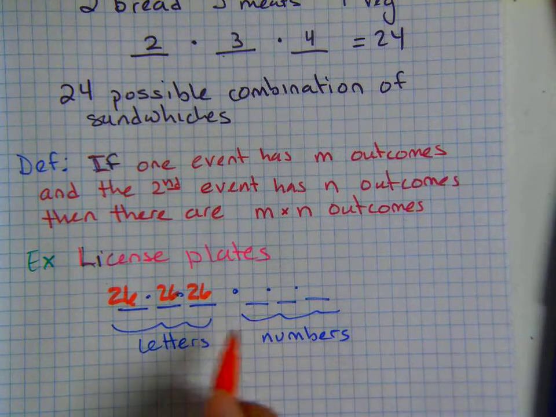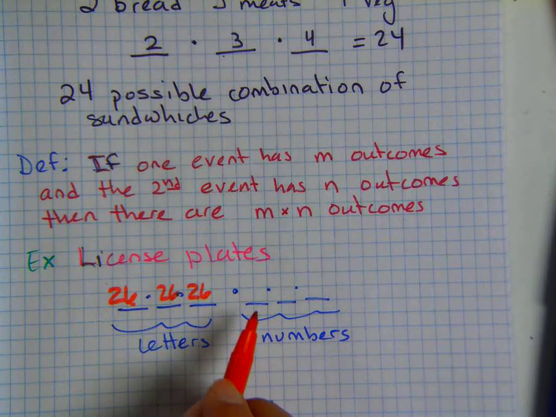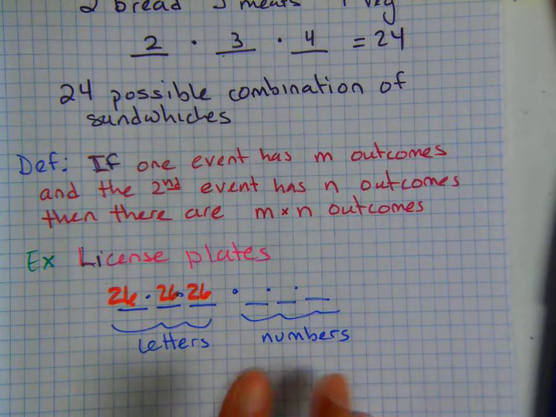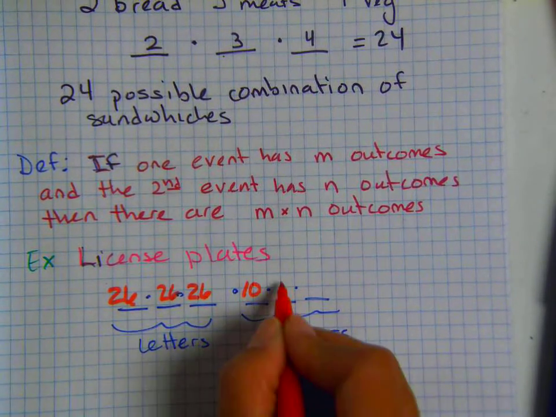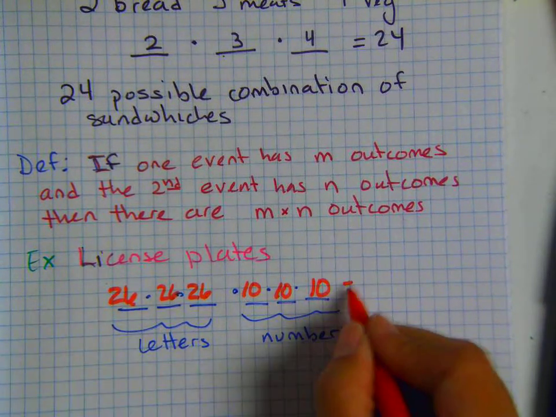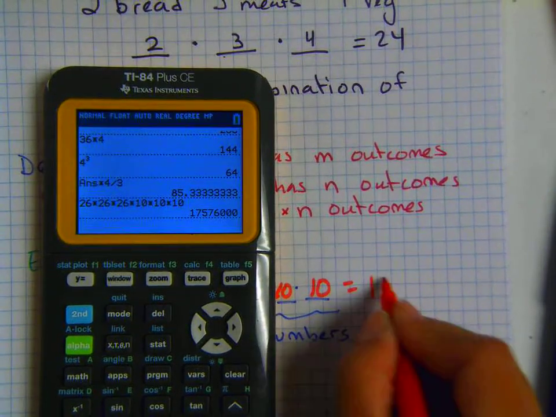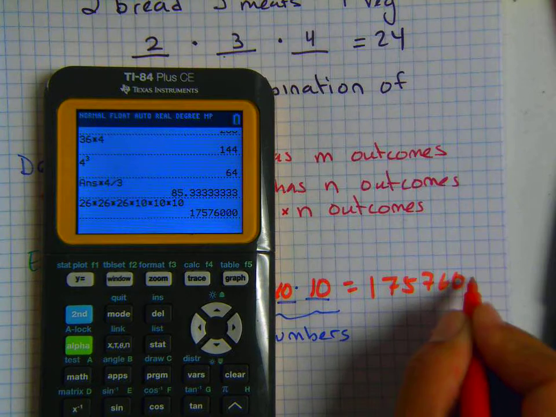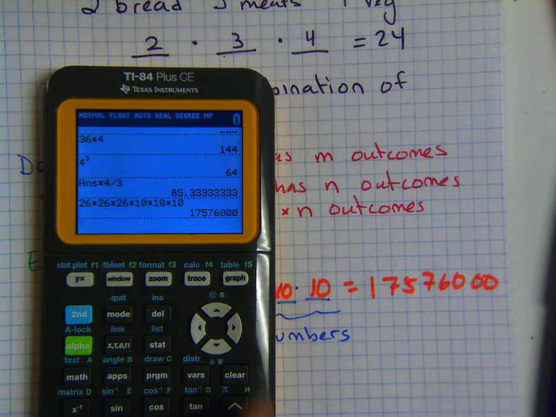Now we got to figure out the possible digits that could occur here. So these had to be numbers. So there are 10 digits. We could go 0, 1, 2, 3, 4, 5, 6, 7, 8, 9. So there are a total of 10 digits in that spot, 10 digits in that spot, 10 digits in that spot. So if you take that and multiply together, we're going to get 26 times 26 times 26 times 10 times 10 times 10. So that's going to be 17,576,000.